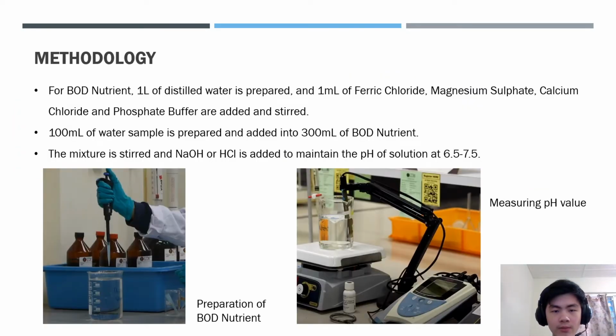To prepare the BOD nutrient, we will prepare 1 liter of distilled water, and 1 ml each of ferric chloride, magnesium sulfate, calcium chloride, and phosphate buffer are added into the solution. Then we will prepare 300 ml of BOD nutrient, add 100 ml of water sample into it and stir it. After that, we will add sodium hydroxide or hydrochloric acid to maintain the pH value at around 7.